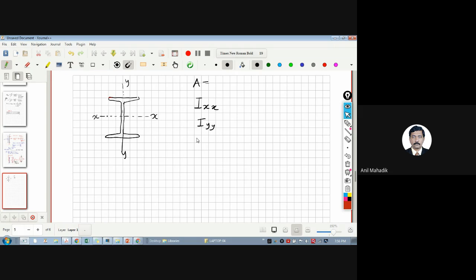You know that Ixx we can calculate from the basic principles. And then there will be two values of Zxx and Zyy. What is Z, tell me? This is moment of inertia about the x axis, this is moment of inertia about the y axis, and Z means section modulus. What is the formula for this? Ixx upon y, and Iyy upon y. y means this distance, right?